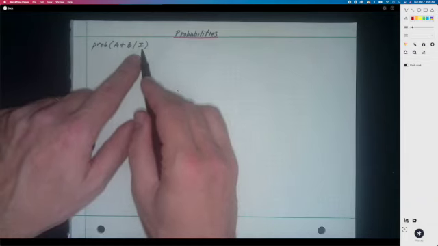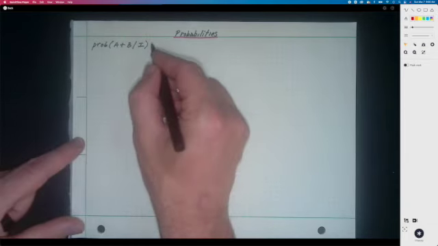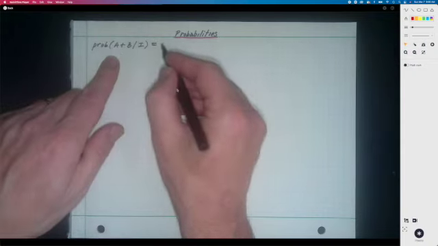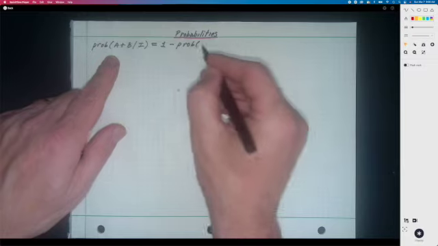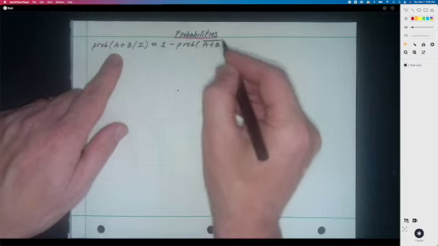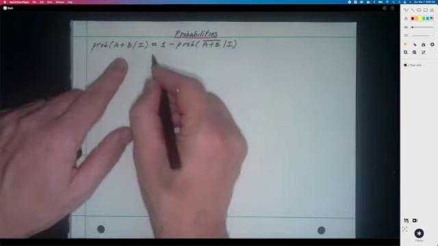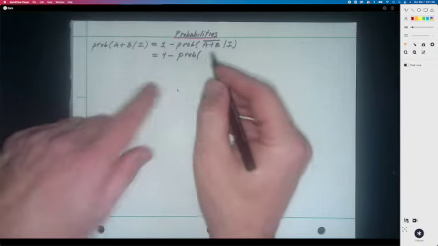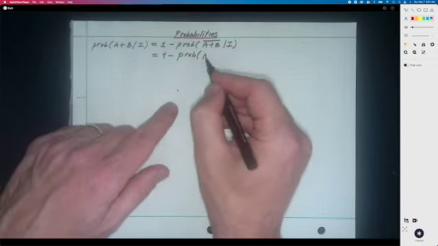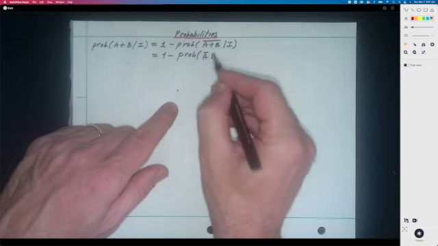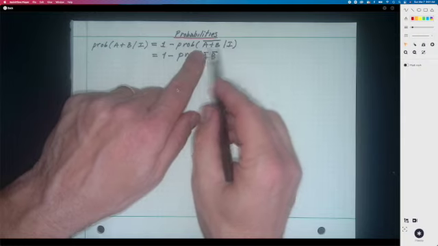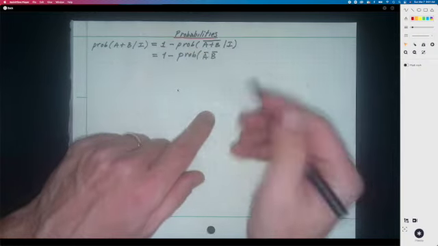So this, we're going to now manipulate first using the sum rule. So this will be the same as 1 minus the probability of not (A or B). And now we're going to use the logical rule of duality to break this up. Not (A or B) is the same thing as not A and not B, right? If either A or B is true, then not (A or B) is going to be false.